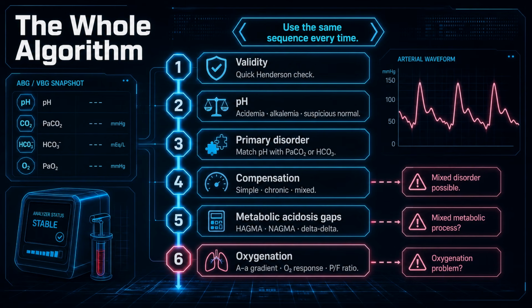Here is the whole method. Step 1. Check whether the gas is internally valid. Step 2. Name the pH direction. Step 3. Identify the primary disorder. Step 4. Check compensation and decide whether this is simple, chronic, or mixed. Step 5. If there is metabolic acidosis, calculate the anion gap and delta ratio. Step 6. If the patient is hypoxemic, assess oxygenation with the alveolar arterial gradient, oxygen response, and P/F ratio. Use this sequence every time, and blood gas interpretation becomes much less intimidating.